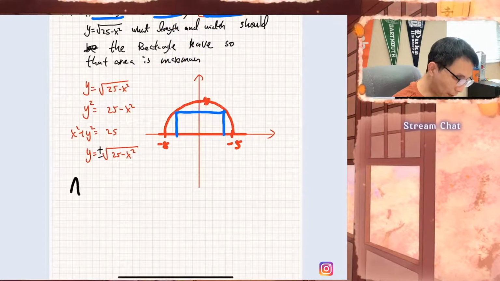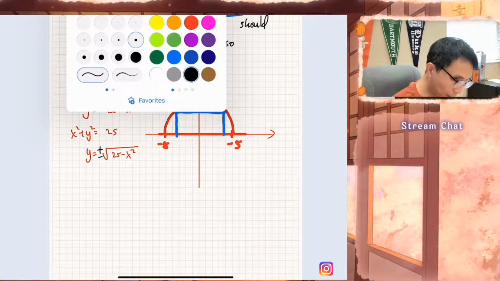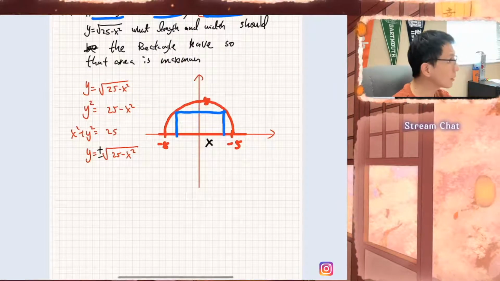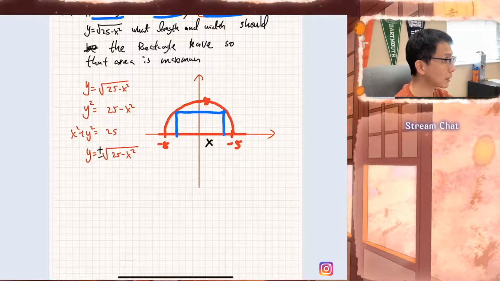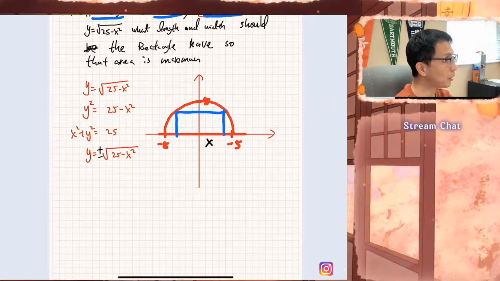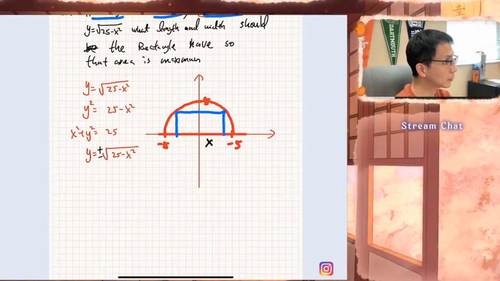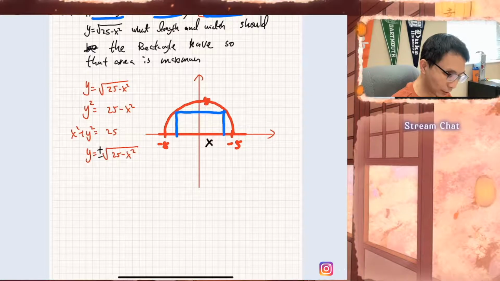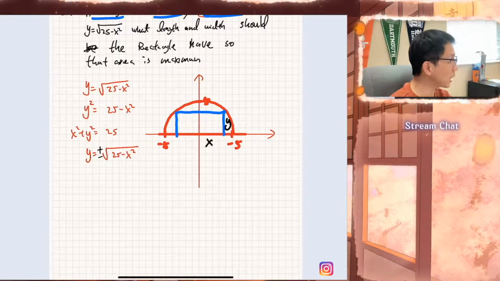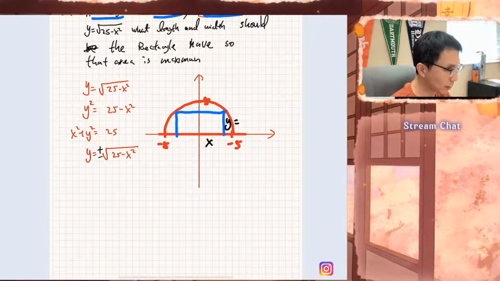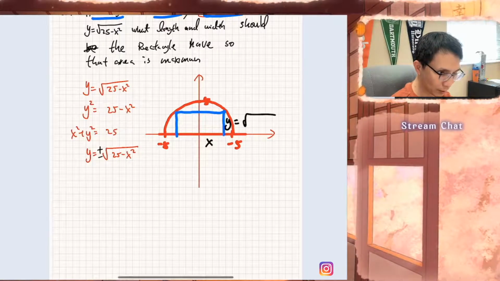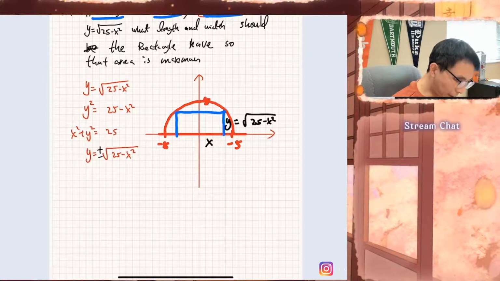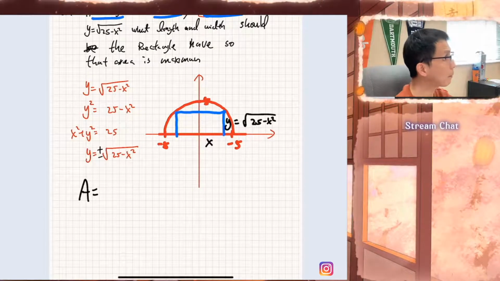Well, remember, we haven't assigned some variables yet. So I'm going to assign this as x. That makes it a lot easier. What about the height of the rectangle? It's y. But y is also equal to another function. What would be that function? Yep, that's it. So what would be the area in terms of this, the primary here?